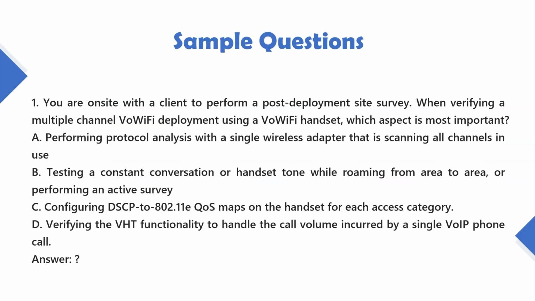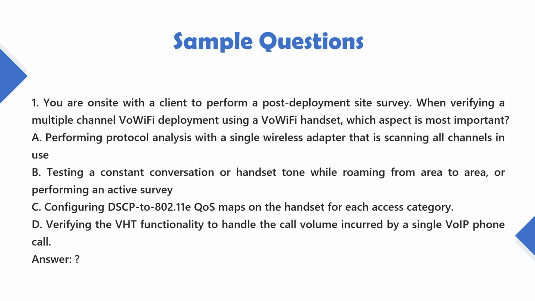1. You are on site with a client to perform a post-deployment site survey. When verifying a multiple-channel VoIP Wi-Fi deployment using a VoIP Wi-Fi handset, which aspect is most important? A. Performing protocol analysis with a single wireless adapter that is scanning all channels in use. B. Testing a constant conversation or handset tone while roaming from area to area, or performing an active survey.